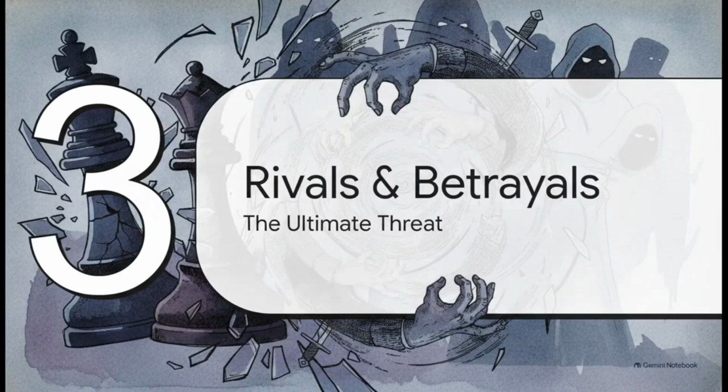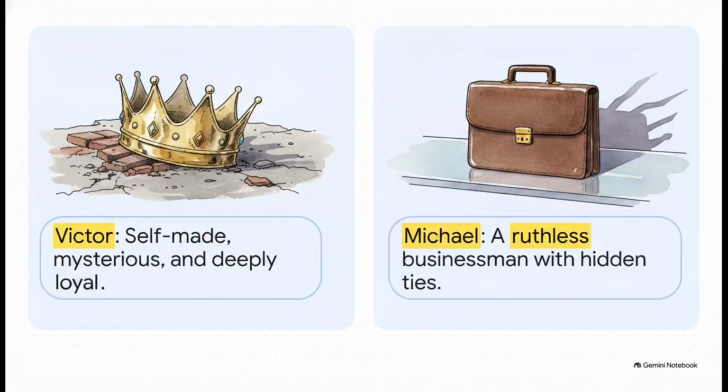All right, Part 3: Rivals and Hidden Betrayals, the Ultimate Threat. And that brings us to the central conflict. Because every king needs a challenger, right? On one side, you have Victor King, self-made, deeply loyal to a small inner circle, and operating by a strict street code. On the other side, you have his biggest rival, Michael Cross. Cross is a ruthless businessman with these vast, hidden criminal connections. It's a total clash of two totally different worlds: Victor's street-level loyalty versus Cross's cold, ruthless corporate criminality.